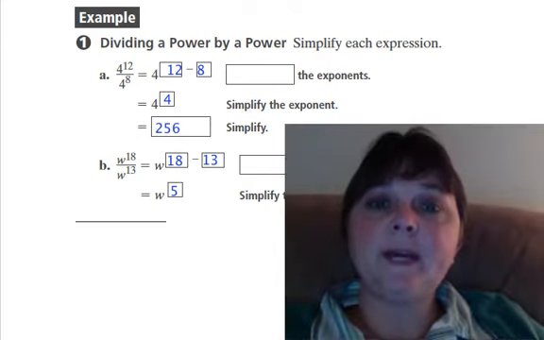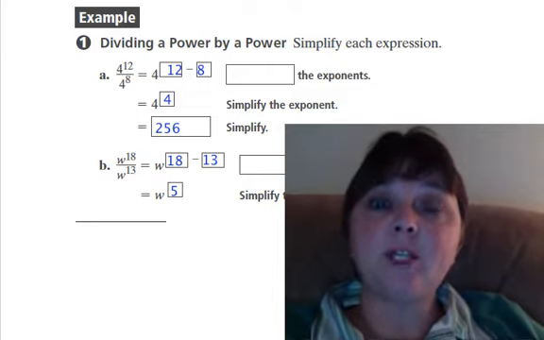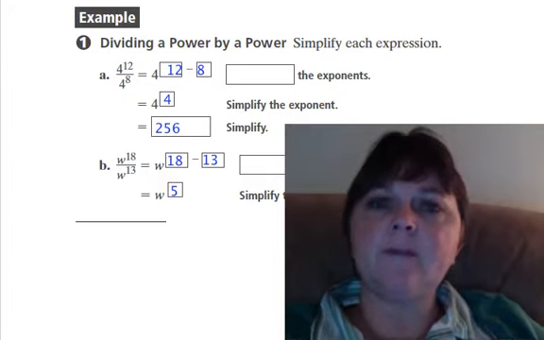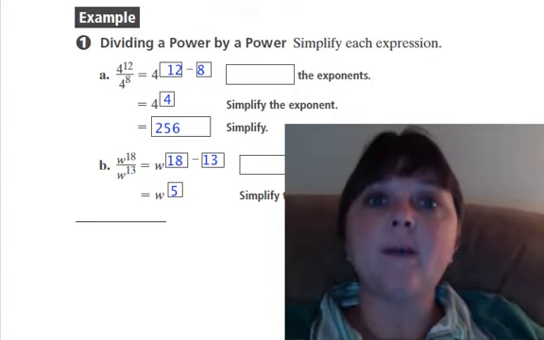Pause the video at this time if you need more time to copy down the notes. Don't forget, you have to have a question for class tomorrow, so be sure as you go through the lesson, if there's something that you don't understand, write it down and we'll talk about it in class.